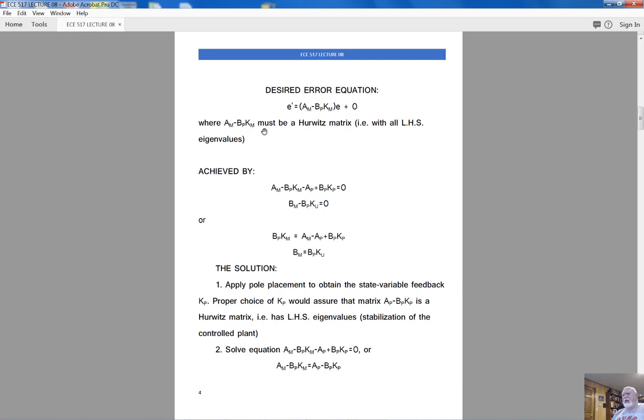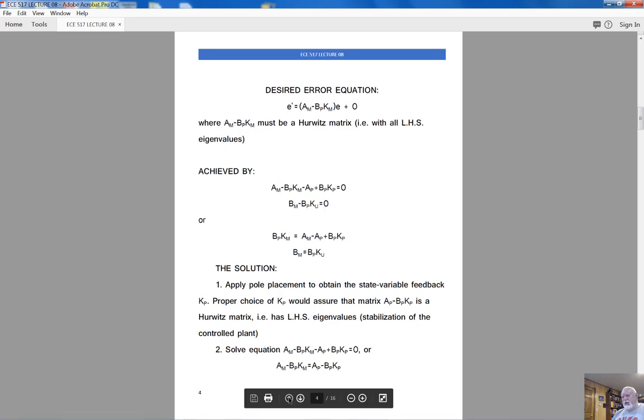You know, the terminology that is used is this: AM minus BPKM must be a Hurwitz matrix. Well, all its eigenvalues should be in the left-hand side of the complex plane. This is the definition of the Hurwitz matrix. How to create this equation? How to achieve this condition?